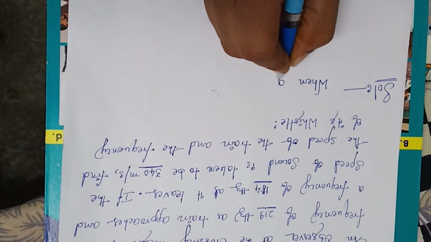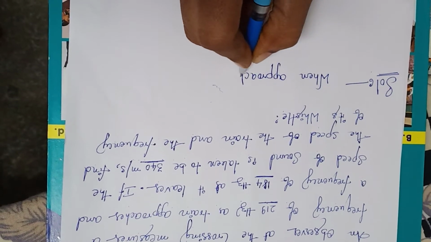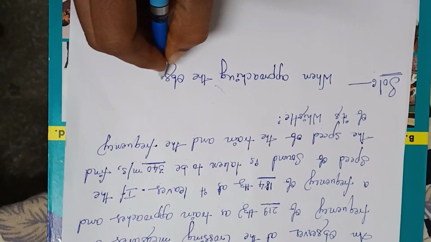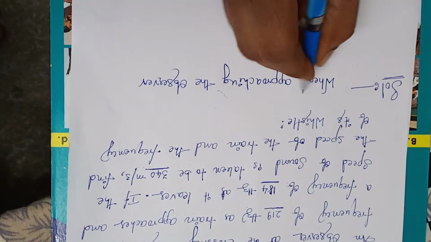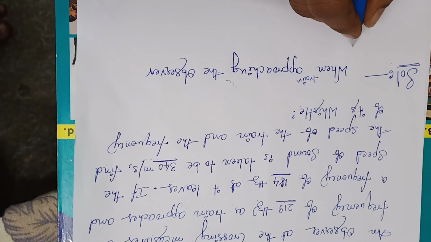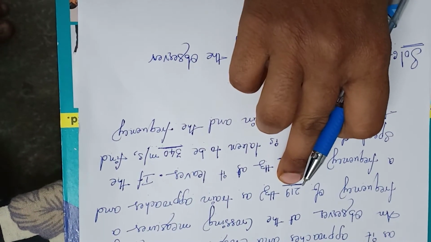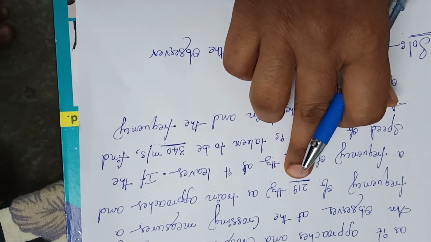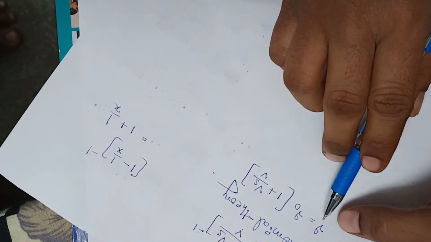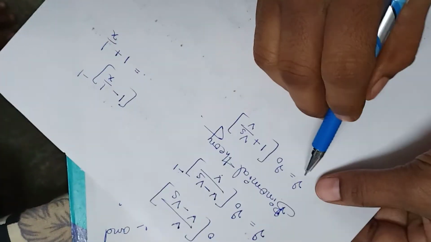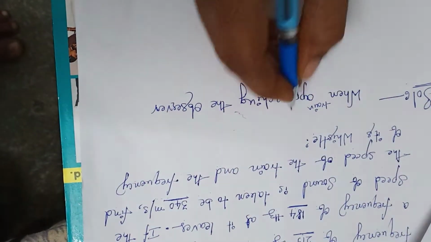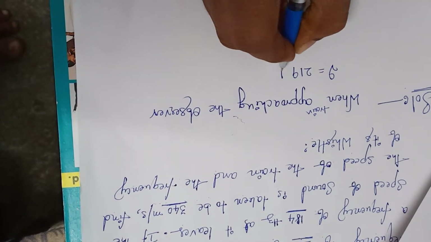When the train is approaching the observer, the approaching frequency is 219. You know this equation: nu equals nu naught into 1 plus vs by v. So nu equals 219 hertz.